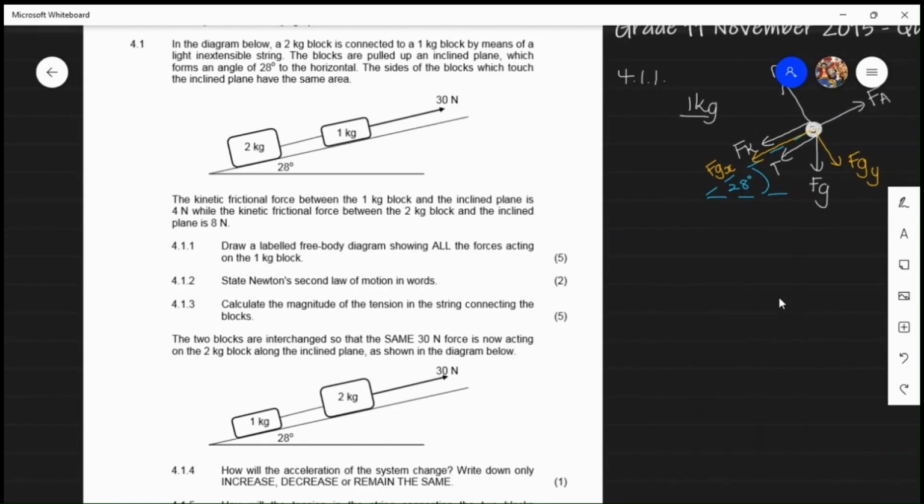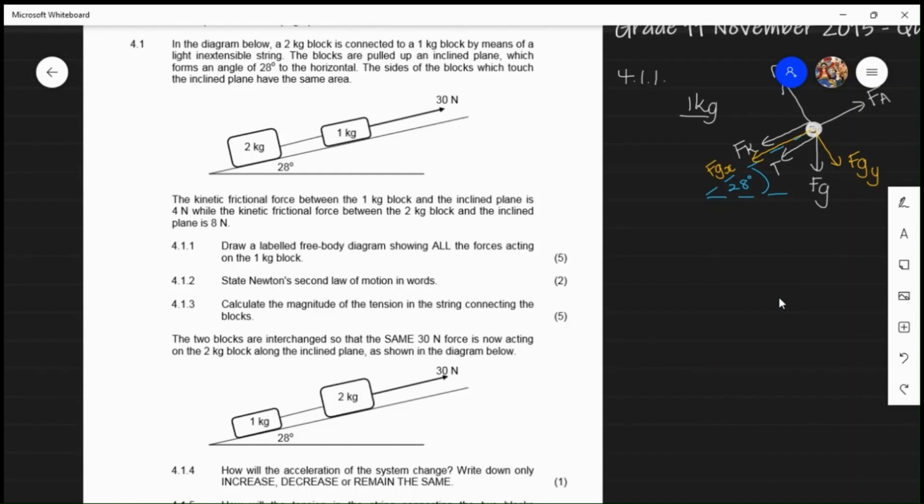So our next question is 4.1.2. State Newton's second law of motion in words. Newton's second law of motion states that when a net force is applied to an object of mass, the object will accelerate in the direction of the net force, and this acceleration is directly proportional to the net force and inversely proportional to the mass.